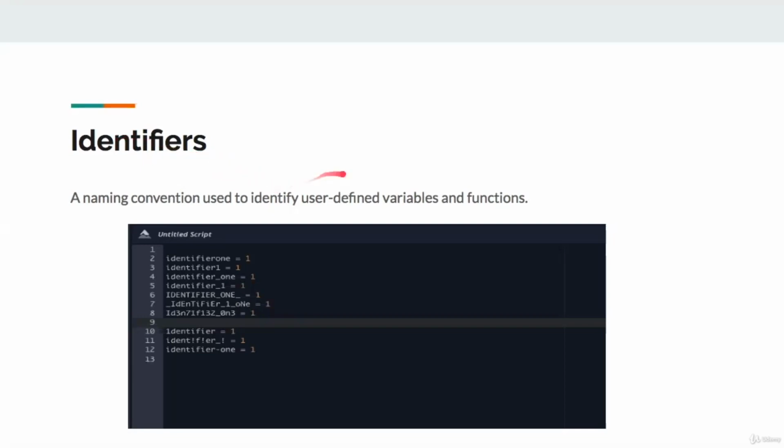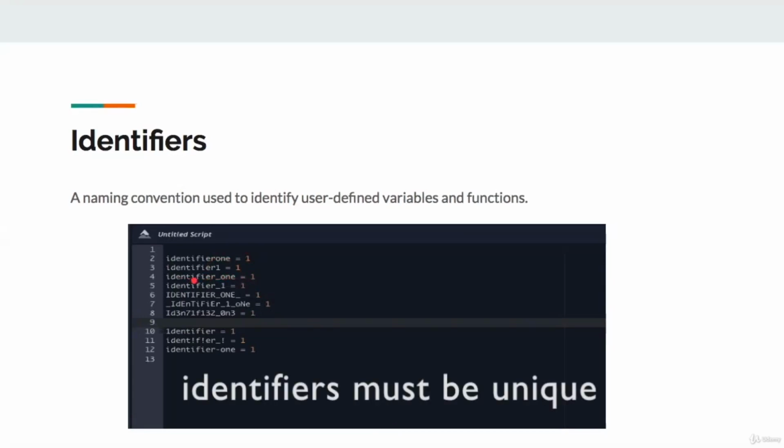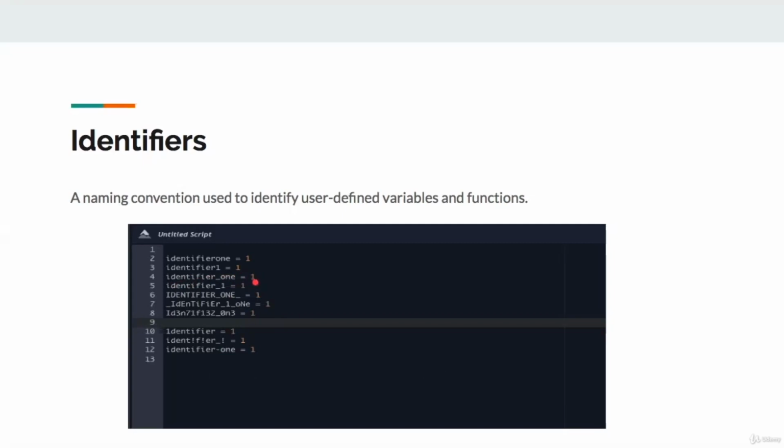Identifiers identify user-defined variables and functions. So in this picture below, these are all identifiers here. On the other side, these are just variables being assigned to these identifiers. And each identifier is different. You can call it whatever you want. It's just a label for a variable, so you can refer to it later on.